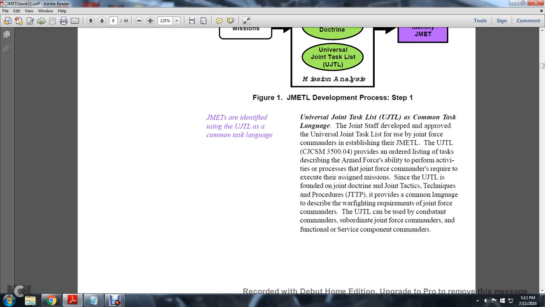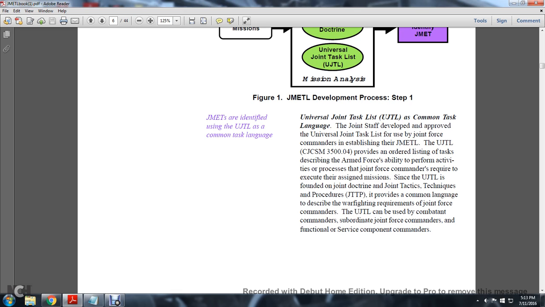Joint mission essential tasks are identified by using the Universal Joint Task List as a common task language. The Universal Joint Task List is a common task language. The Joint Staff developed and improved the Universal Joint Task List for Joint Force Commanders to use in establishing the Joint Mission Essential Task List. The Universal Joint Task List, in the Chairman of the Joint Chiefs of Staff Manual 3500.04, provides an ordered listing of the tasks, describing the Armed Forces' ability to perform activities.